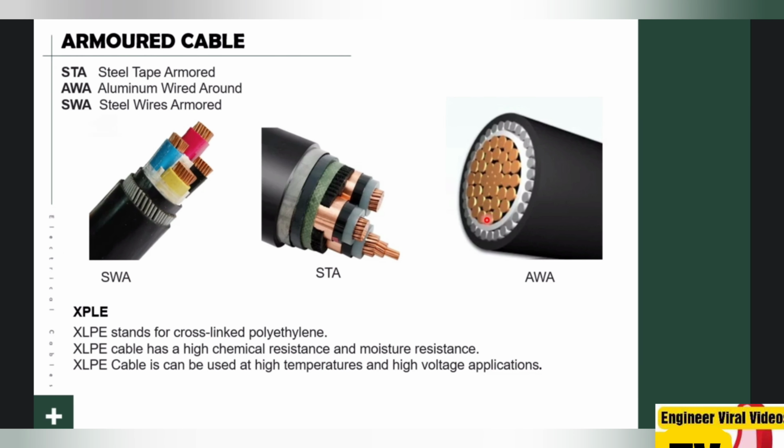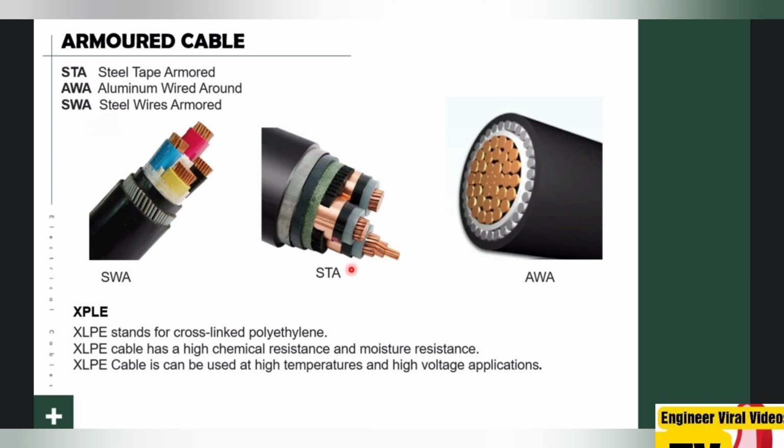Also here this picture shows the types of armored cable. There are three types of armored cable. Here STA, in the center, steel tape armored. This is a tape of steel to cover the cable. The second type is SWA, steel wire armored. See here, this is a wire of steel also to cover the cable. And finally the AWA, aluminum wire armored. This is aluminum wire also to protect the cables.